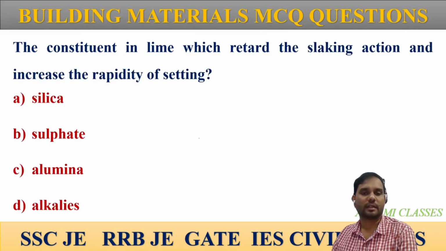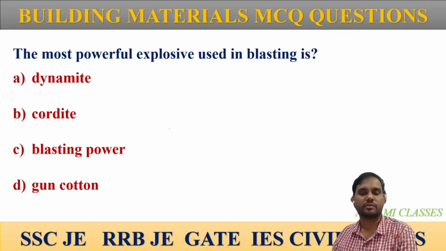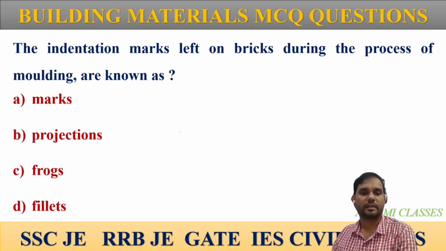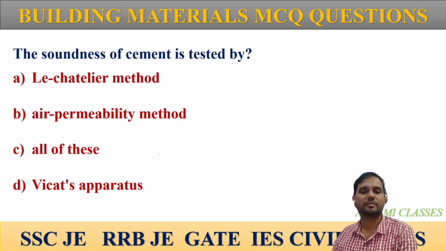The constituent in lime which retards the slaking action and increases the rapidity of setting is sulfate. The most powerful explosive used in blasting is gun cotton. The marks left on bricks during the process of molding are known as frogs. The soundness of cement is tested by Le Chatelier's method.